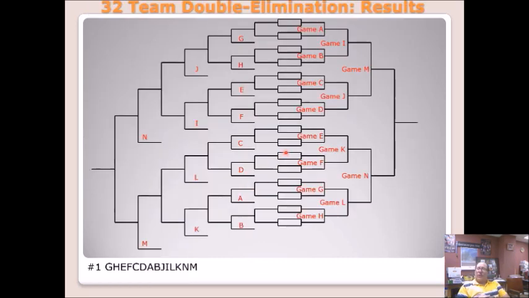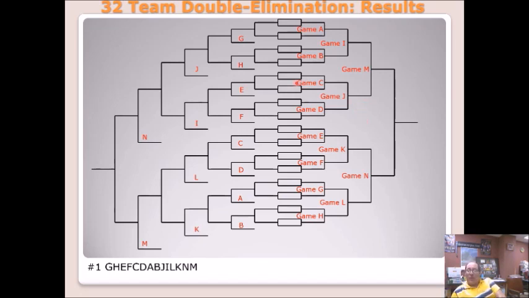So here are the results for our 32-team double elimination tournament and what is going to be our preferred bracket setup. This is our recommended bracket setup for this type of tournament. Again, given the same notation that we used before, the approach is going to be GHEFCDAB JILKNM. Let's think about why it works. This is always something to do. This is not just an issue of putting things in random letters. There's a reason why this is going to be better.